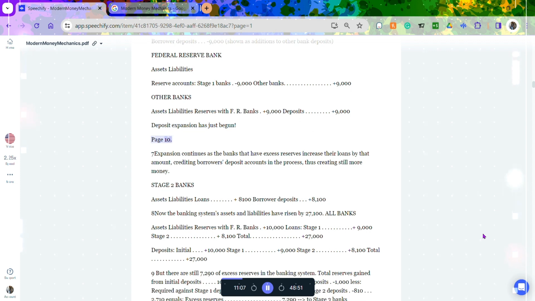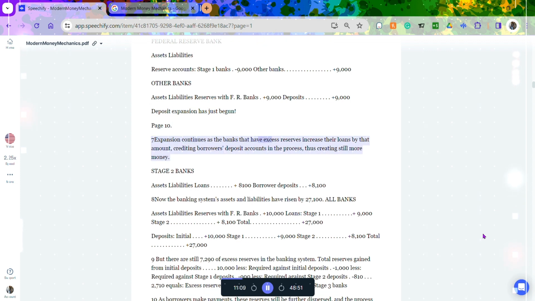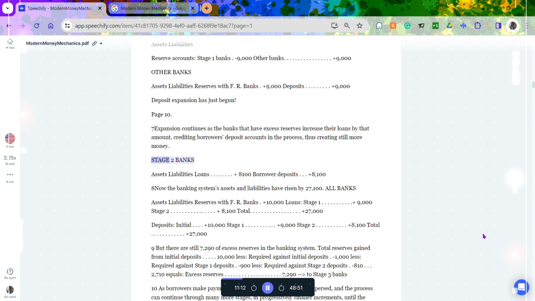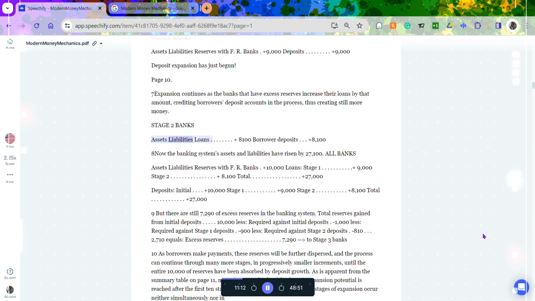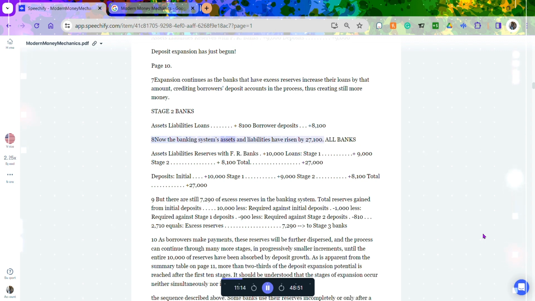Page 10. 7. Expansion continues as the banks that have excess reserves increase their loans by that amount, crediting borrowers' deposit accounts in the process, thus creating still more money. Stage 2 banks. Assets, liabilities, loans plus 8,100, borrower deposits plus 8,100. 8. Now the banking system's assets and liabilities have risen by 27,100.